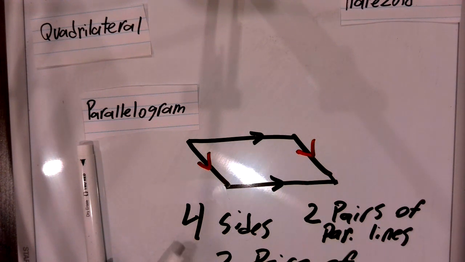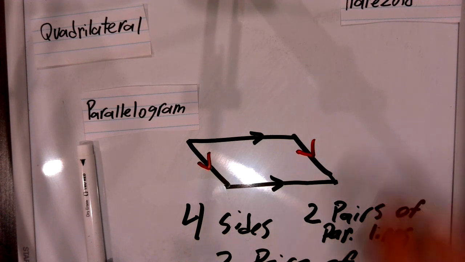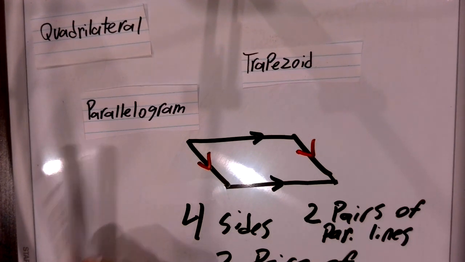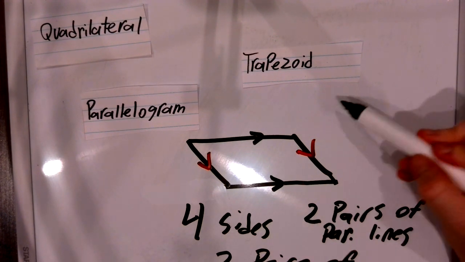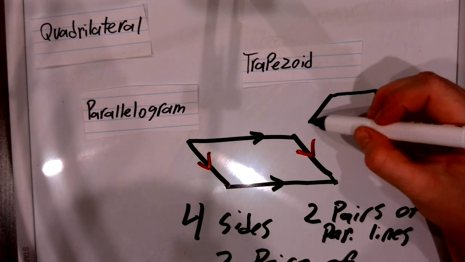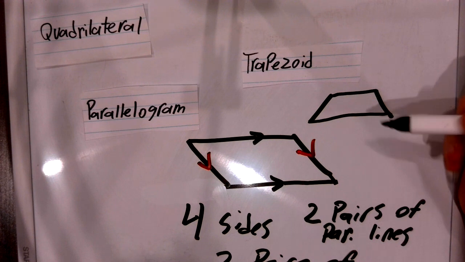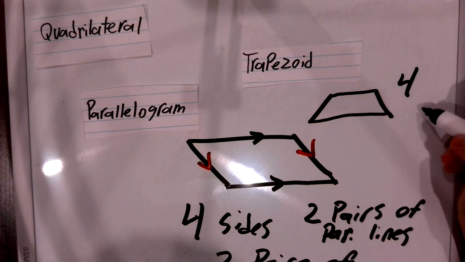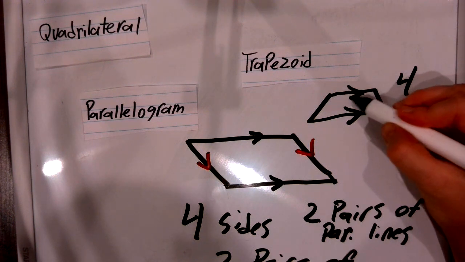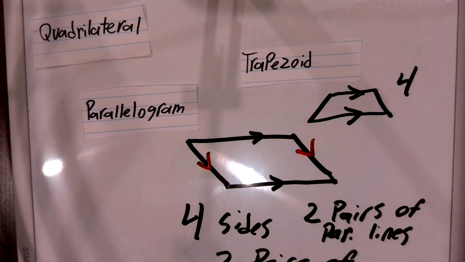So if it has four sides, it's a quadrilateral, and if it has two pairs of parallel lines, it is a parallelogram. But remember, a trapezoid only needs to have at least one pair of parallel sides. So this is a trapezoid because it has four sides and it has at least one pair of parallel sides.